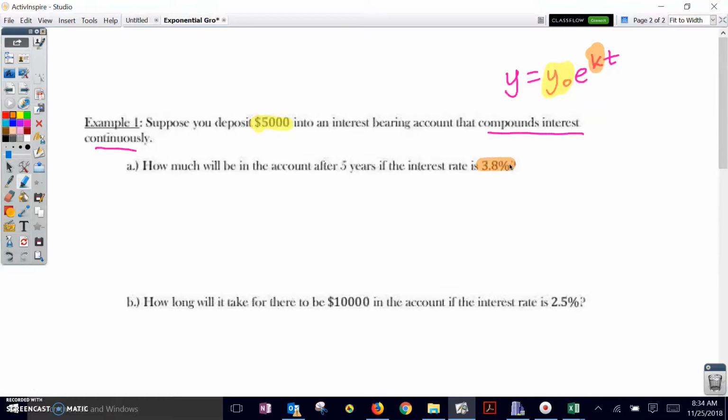So the first question, our model is y equals 5,000 times e to the 0.038 t. How much will be in the account after 5 years? 5 is our time, and so we're just going to put 5 in for t.